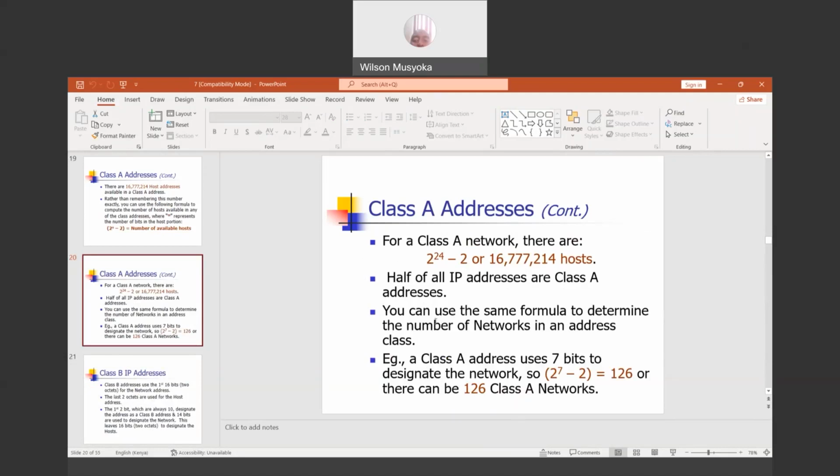You can also use that formula to determine the number of networks in an address class. When we are talking about class A addresses, it uses 7 bits to determine the network. So it is 2 raised to the power 7 minus 2, which is 126. And so we are going to have 126 class A networks.